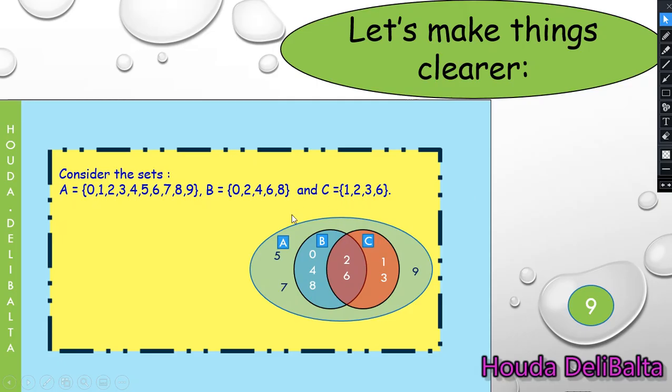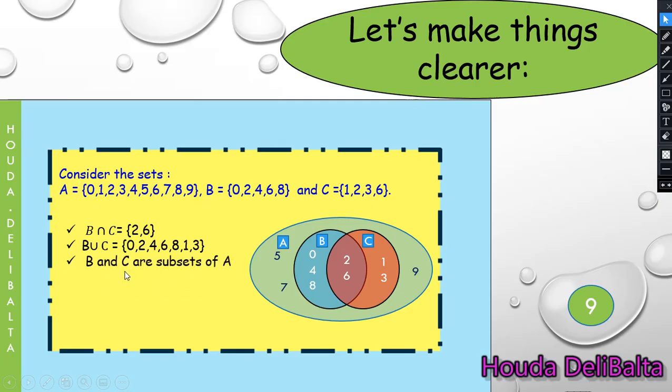Here is the representation. You've seen it before using the Venn diagram. This is the largest set A including B and C, and this is the intersection between B and C. Notice that B intersection C is the elements only 2 and 6, so it is a pair set. Notice it is a pair set because it includes only 2 elements. Its cardinal is 2. B union C, the union between B and C, let's start: 0, 4, 8, 2, 6, 1, and 3. Exactly.